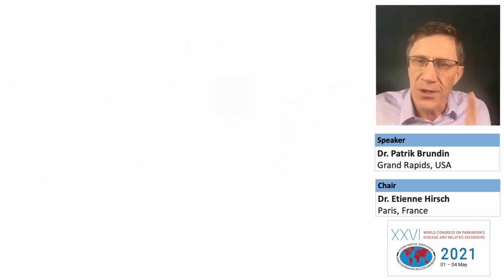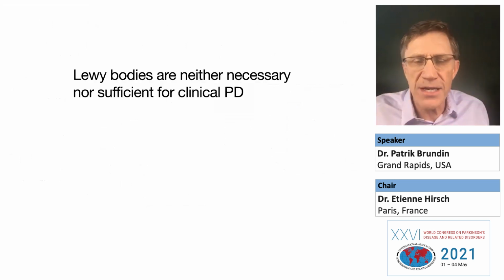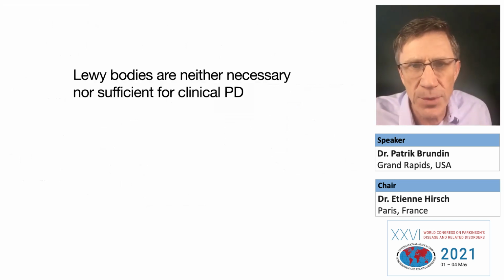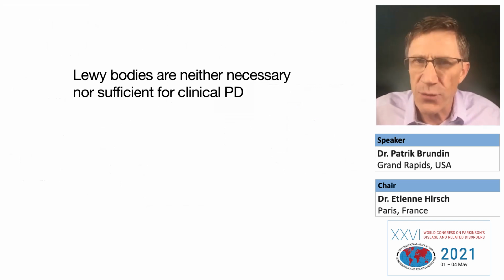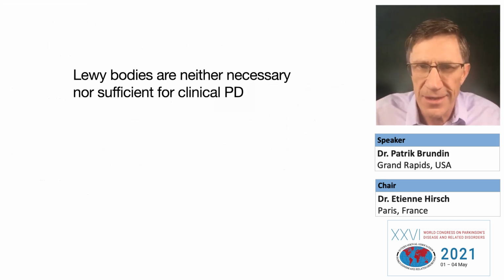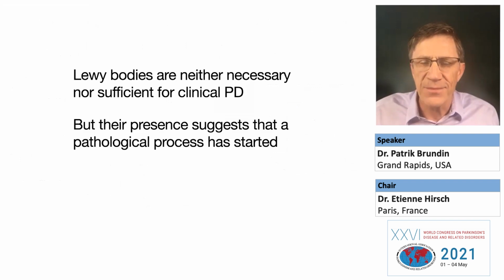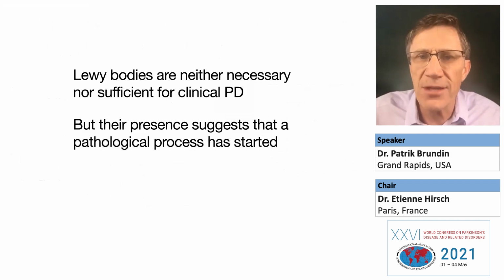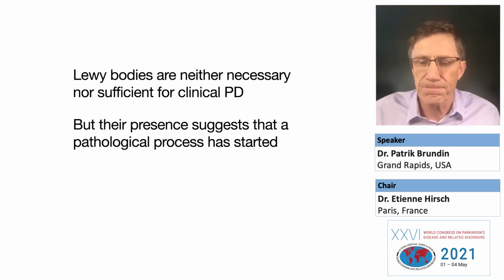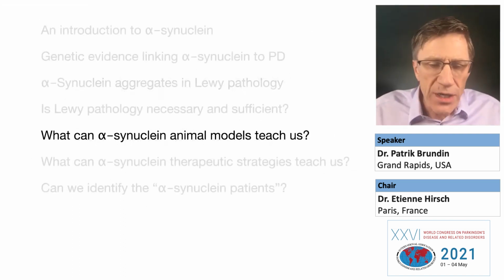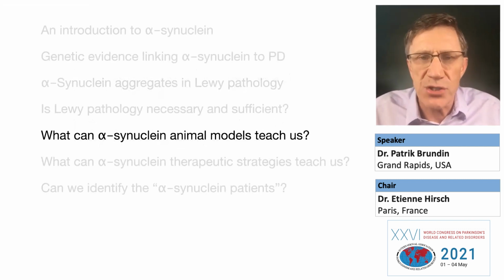So, Lewy bodies are neither necessary nor sufficient for clinical Parkinson's disease. That's the answer to that question. But I think we have to throw in this little flag here, that their presence suggests that a pathological process has started. All right, what can alpha-synuclein animal models teach us?